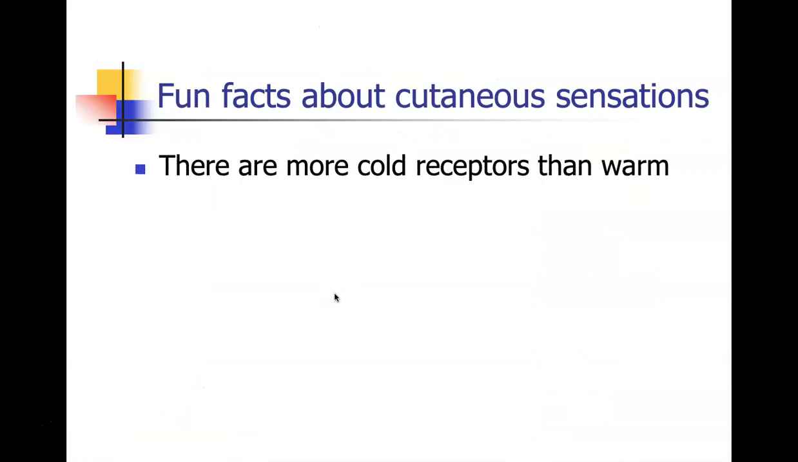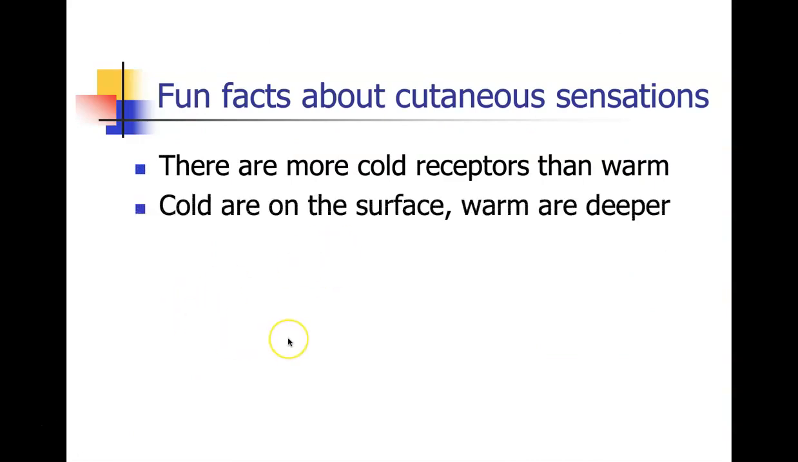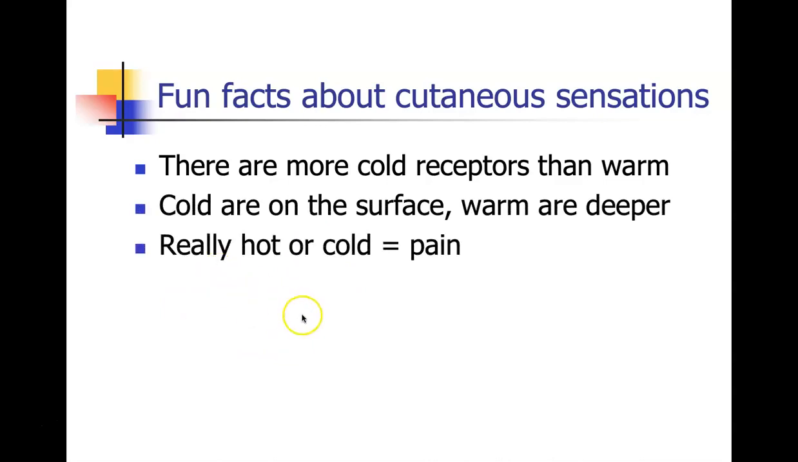So some interesting things about cutaneous or skin sensations. There are far more receptors for cold than there are for warm. The cold ones are on the surface and the warm ones are deeper. And if you experience something really hot or really cold, that's interpreted in your brain as pain.